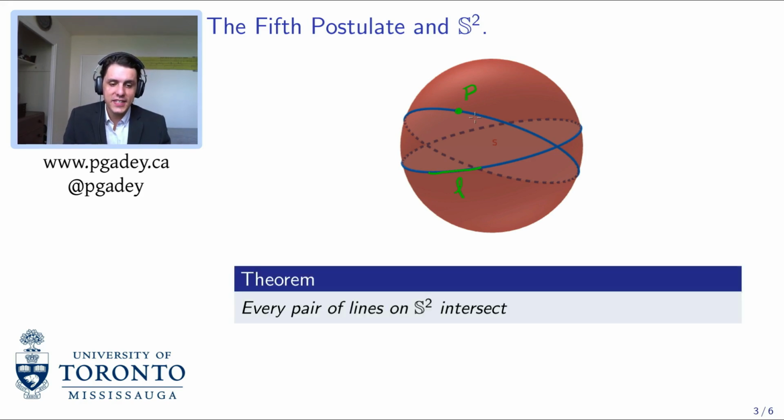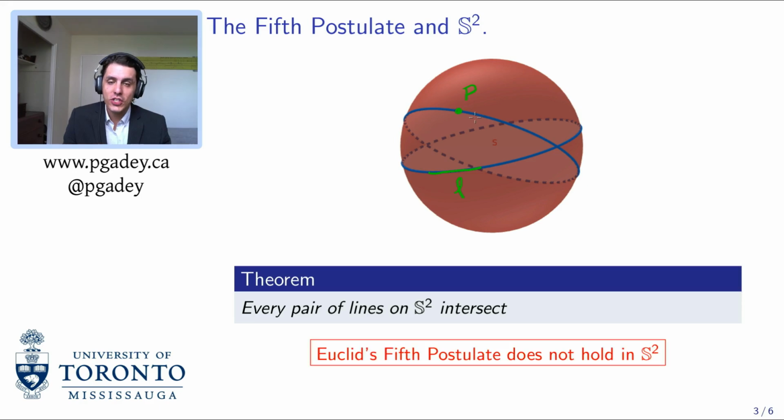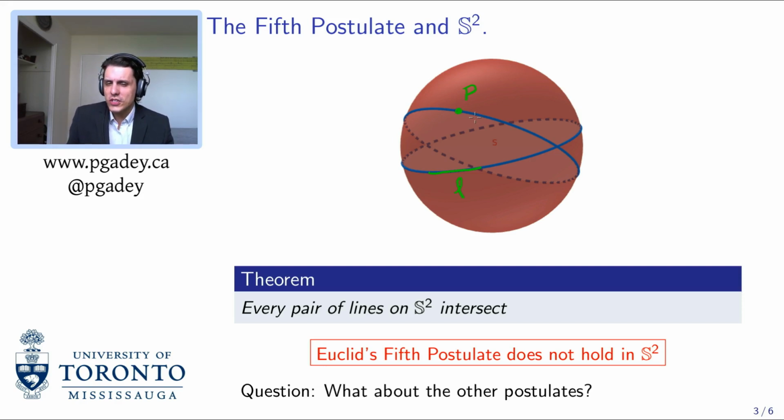So what we obtain is that Euclid's fifth postulate does not hold in the sphere, and hence we say that the sphere is a non-Euclidean geometry. Just as a question, something to reflect on, what about the other postulates of Euclidean geometry? Do they hold in the sphere?